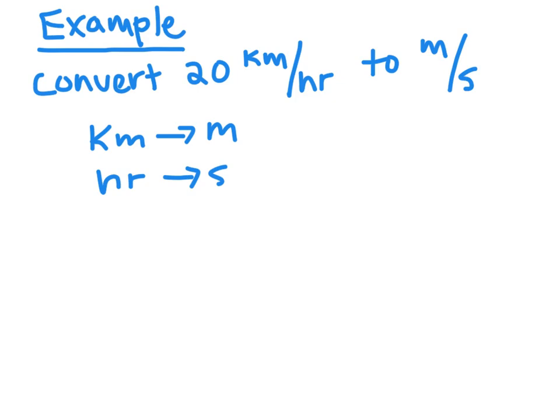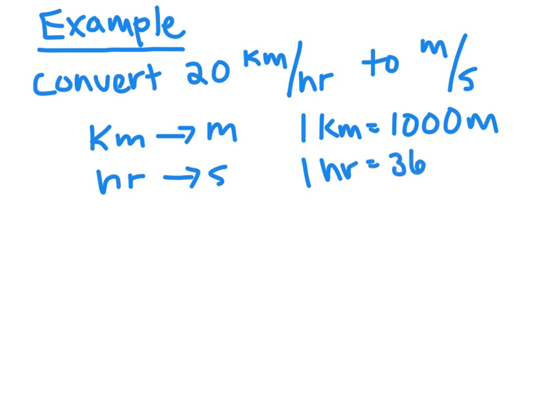Now, the kilometers to meters, we just did that one. So we already know that 1 kilometer is equal to 1,000 meters. Now, hours to seconds could be a little bit more difficult, but again, you could just look it up. And I would see that 1 hour is equal to 3,600 seconds.